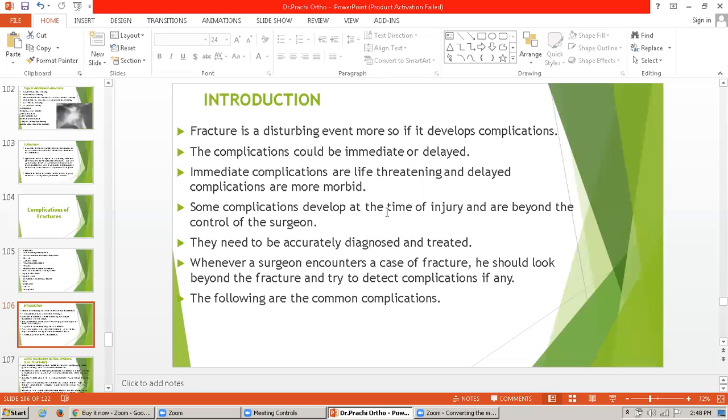Some complications develop at the time of the injury and are beyond the control of the surgeon. They need to be accurately diagnosed and treated. So whenever a surgeon encounters a case of fracture, he should look beyond the fracture and try to detect complications if any. The following are the common complications.